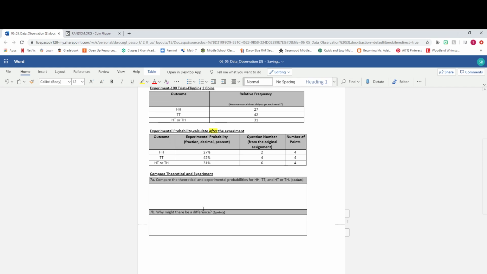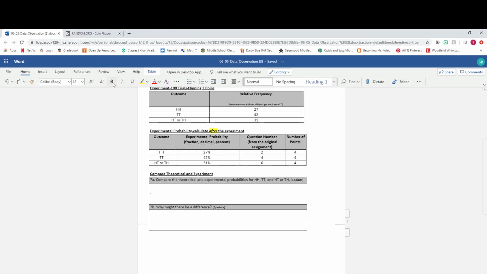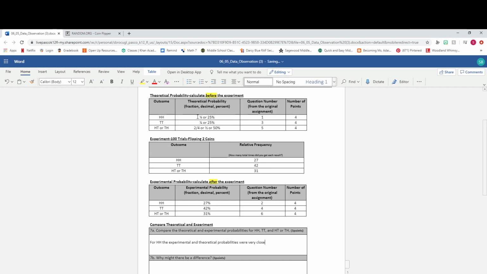Okay, so now for number 7, it wants me to compare the theoretical and experimental probabilities for each. So I'm going to start with my HH. So for HH, the experimental and theoretical, right? They were very close. My theoretical is 25%. This is 27. They were very, very close.